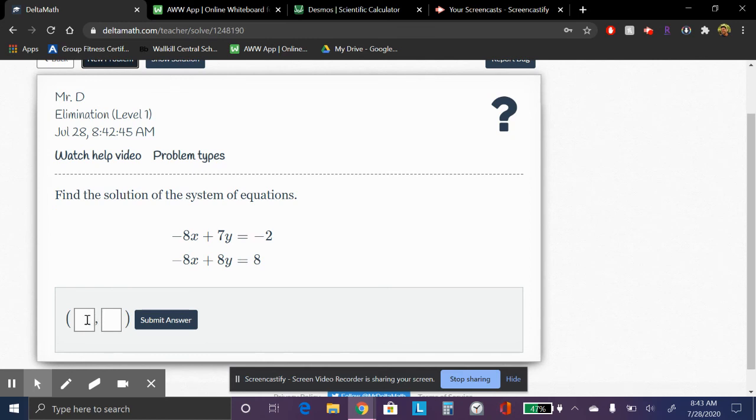So that's it for our lesson today on elimination, level 1. We're going to see in our next one a little bit more advanced problems of elimination.